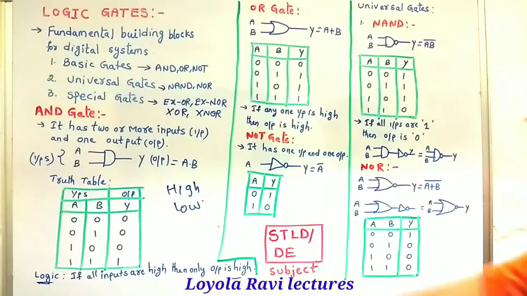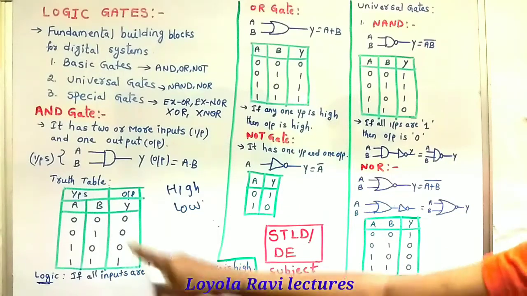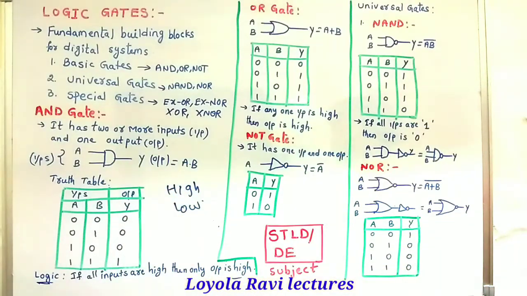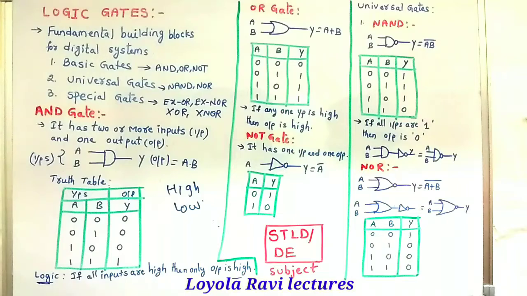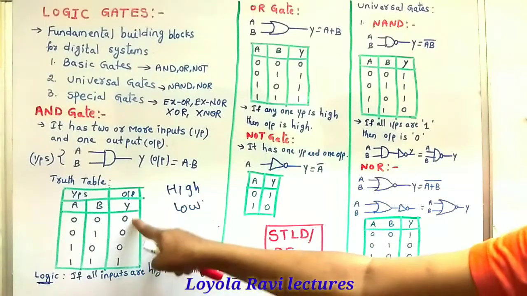Like that. See here, if all inputs are high, then only output is high. In remaining all cases, output is 0. That is the logic for AND gate. Here I am taking only two inputs. It may be 3 variable or 4 variable or n variables. If all the inputs are high, then only output is high. In remaining all cases, output is low. If all inputs are high, see here, both inputs are 1 1, then output is 1, 1 into 1 is 1. In remaining all cases, output is 0.